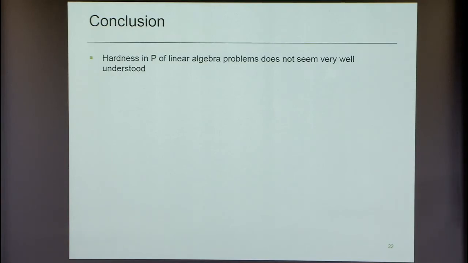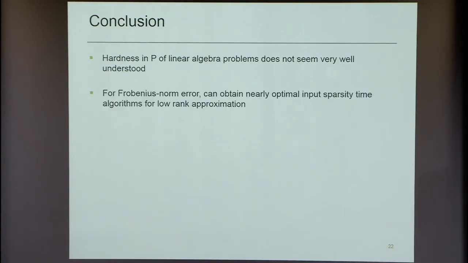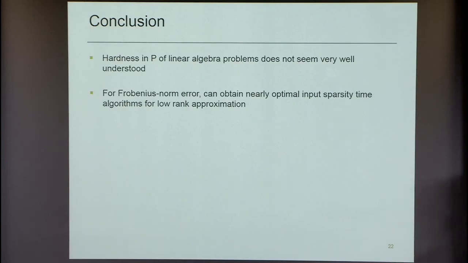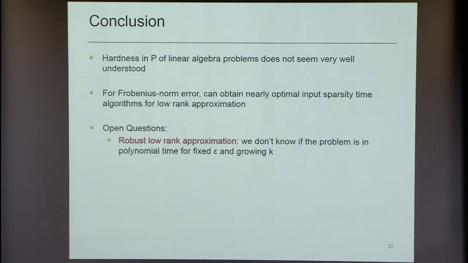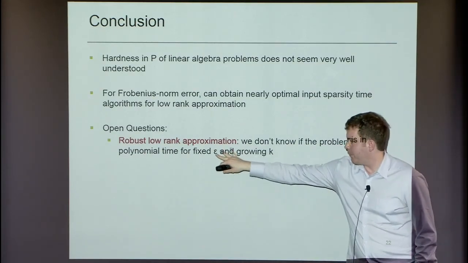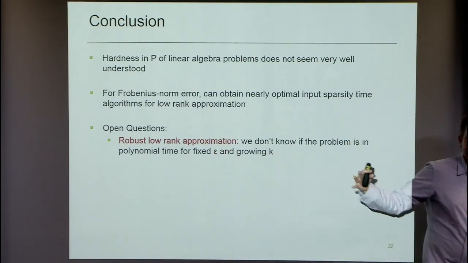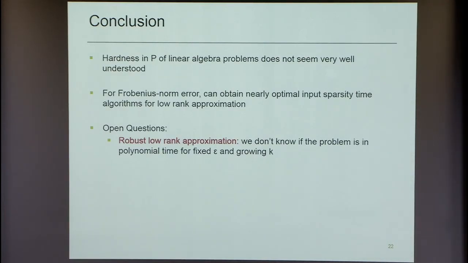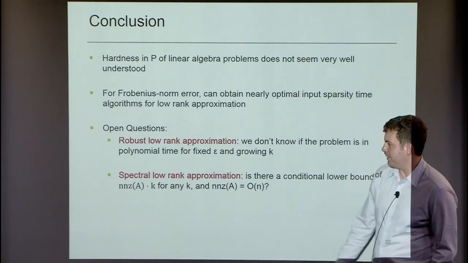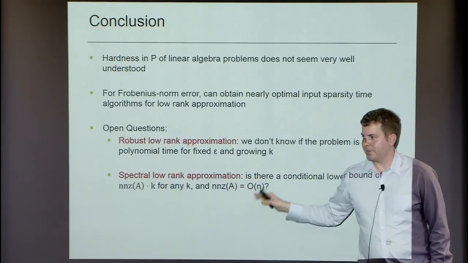Okay, so let me just conclude. Hardness in P for a number of linear algebra problems does not seem very well understood. We saw that for some classical problems you can actually get optimal input sparsity time for Frobenius norm error and some robust versions of low-rank approximation. Some open questions came out of this. For robust low-rank approximation, we don't know if the problem is in polynomial time for fixed approximation error and growing k, the dimension of the subspace. For spectral low-rank approximation, is there a conditional lower bound, say of nnz of A times k, when your matrix is, say, order n sparse?